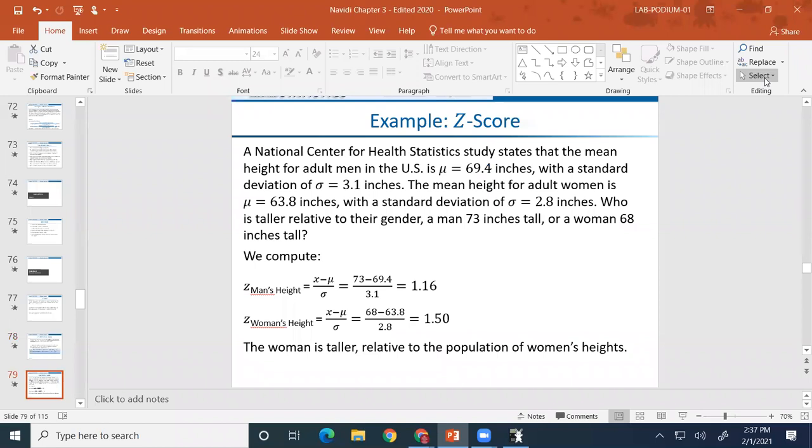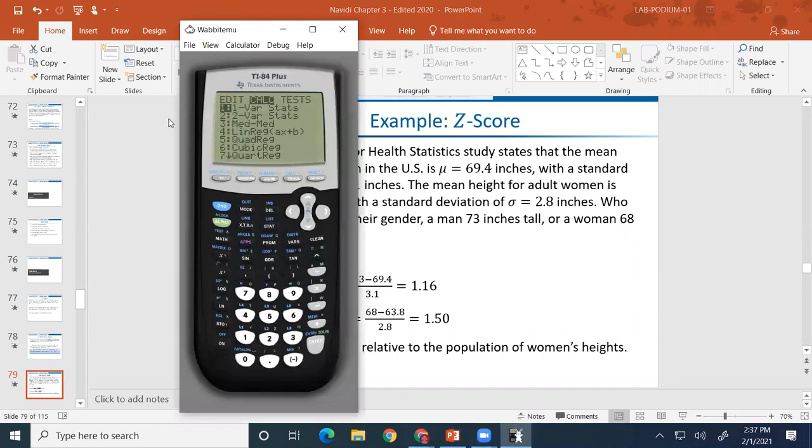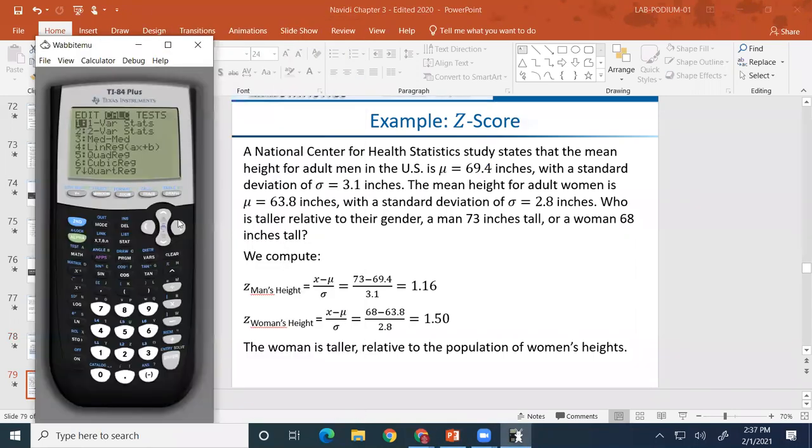So let's do the men's height. 73-inch male. The mean for adult men was 69.4, and the standard deviation was 3.1. And if you wanted to make sure that was right, let me just show you.